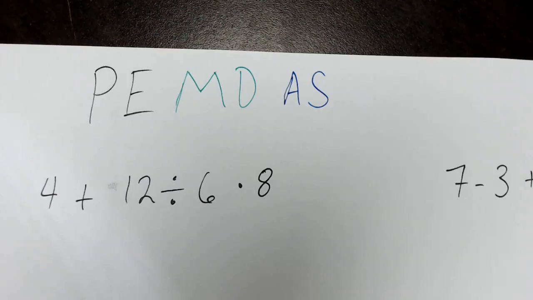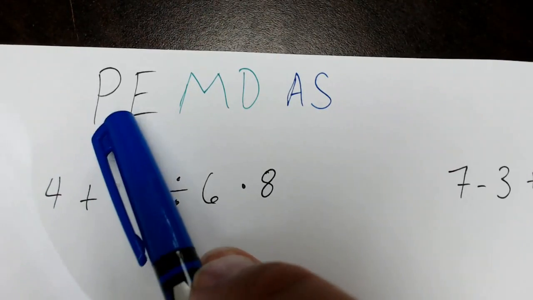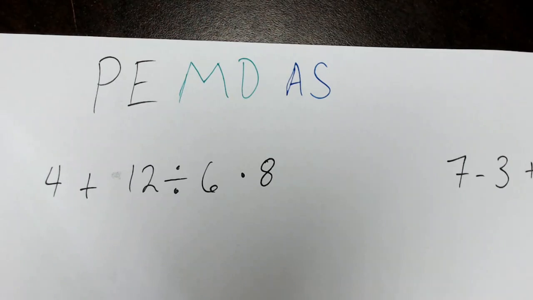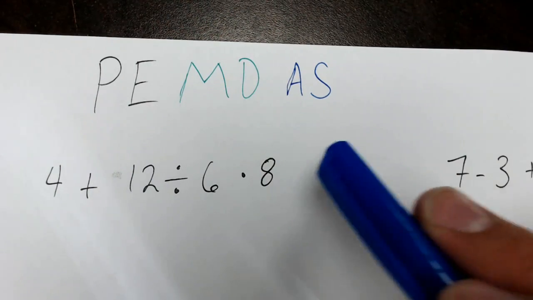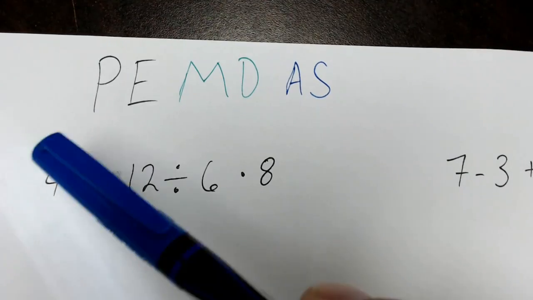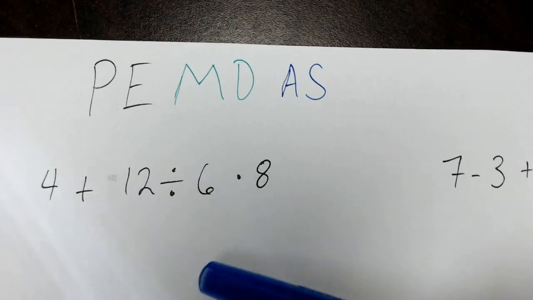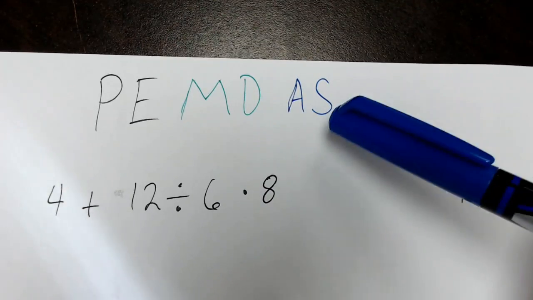I use the acronym PEMDAS, which stands for Please Excuse My Dear Aunt Sally, or Sandra, because I actually have an Aunt Sandra. I don't have an Aunt Sally. So I like to say, please excuse my dear Aunt Sandra. This stands for parentheses, exponents, we'll get more on those two later, multiplication, division, and then addition and subtraction.